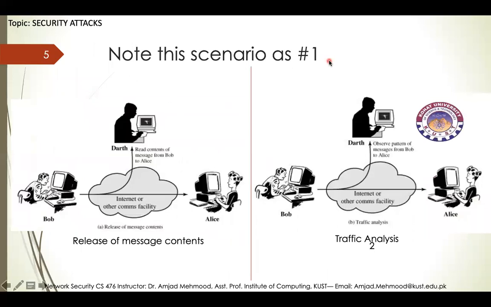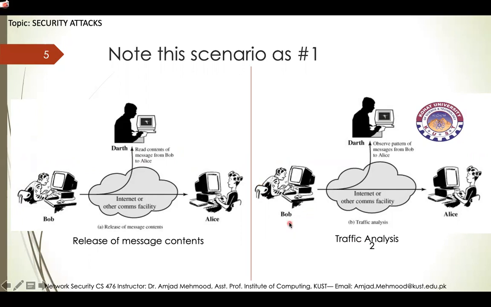Now this is scenario 1. You can call this a passive technique, where the sender is sending something to the receiver, and there is an intruder or malicious user that reads the content of the message. Normally this is called release of message content. In this example, you can see Bob is sending something to Alice, and there's Darth who is reading the content, but he is not changing anything.